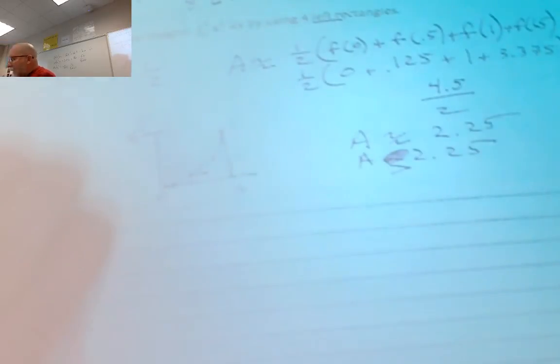Oh, excuse me. Yeah, sorry, greater than. Because there's a whole bunch of area I'm missing. Right. The real area, this stands for the real area. Because 2.25 is too small. Are we all right with that? All right.